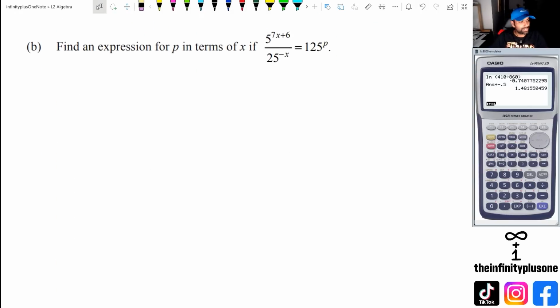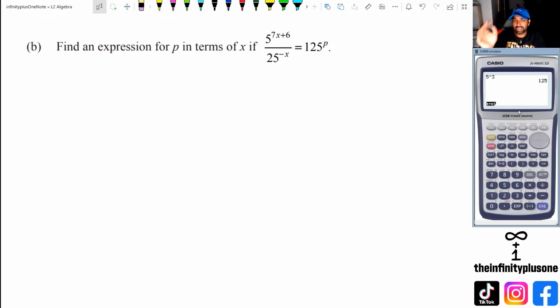Oh, I gotta love these questions, right? Gotta love these questions. All right, so with this question, what we've got is find an expression for p. As you can see, you're working with 5, 25, and 125. Now we know that 5 squared is 25, so 5 cubed, let's just check it. There we go, that's 125.